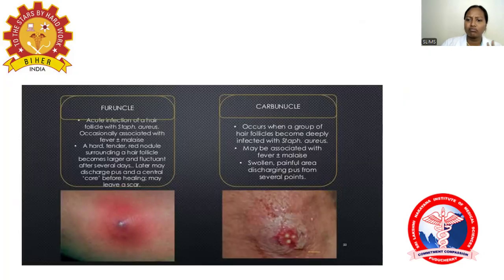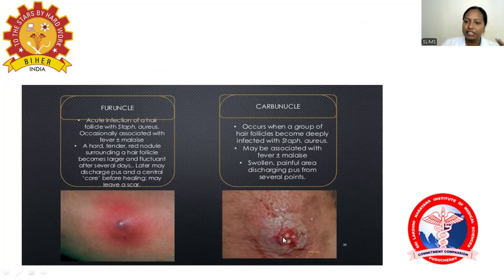Again, this is a smaller slide which shows the difference between the furuncle and carbuncle. In furuncle, only one follicular unit is affected. It is caused by Staph aureus. Usually other symptoms like fever are less, and it is a hard, tender, single nodule, which becomes fluctuant in the coming days. Pus discharge can be seen, whereas in carbuncle, you can see the sieve-like appearance.